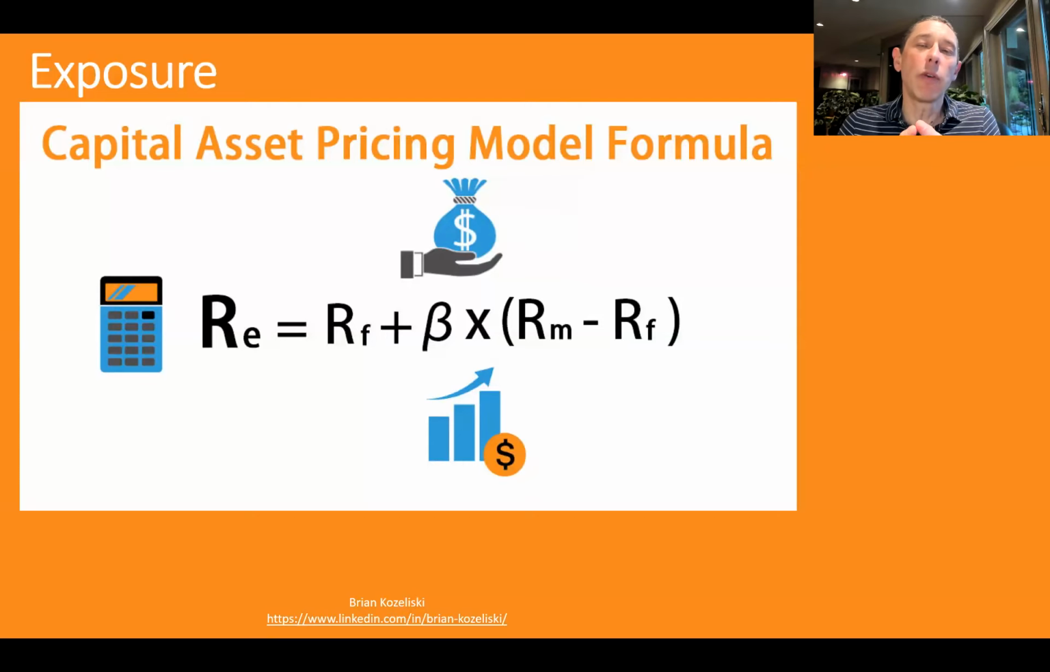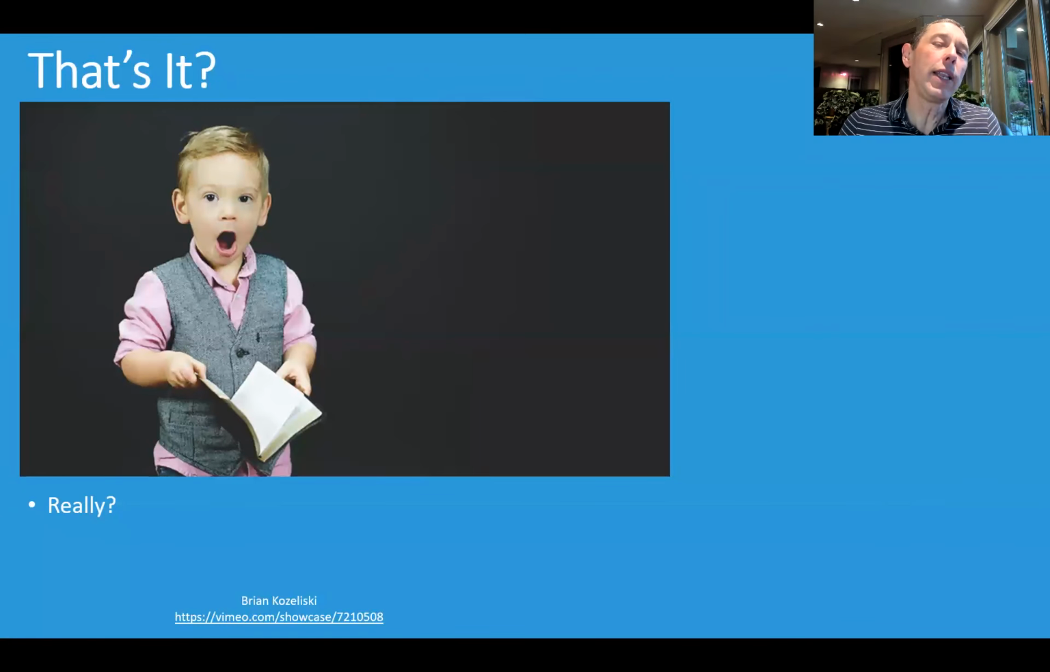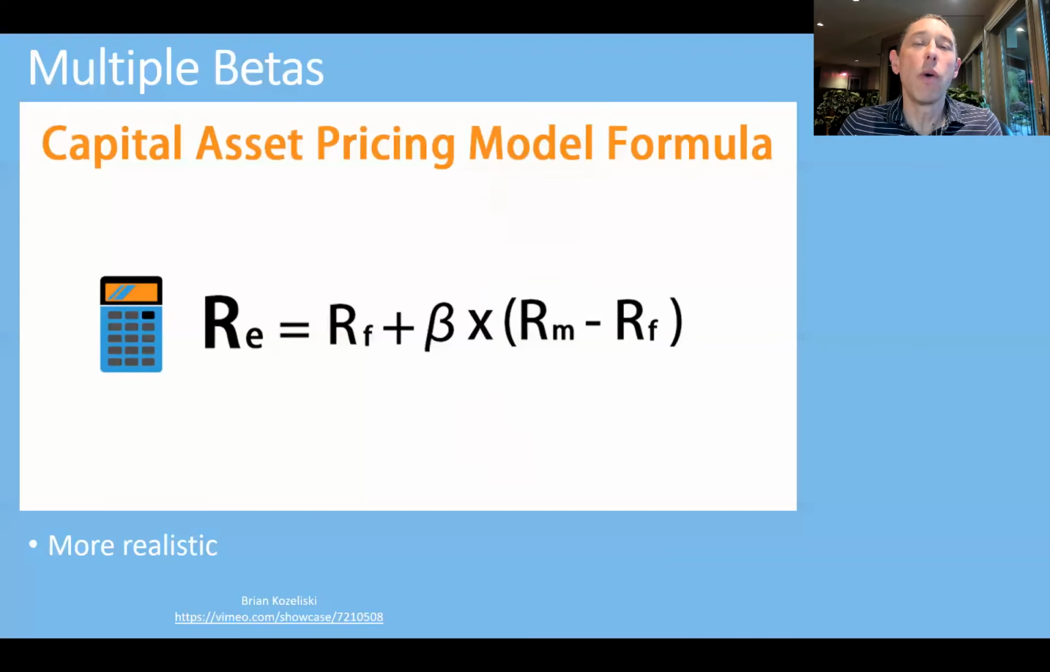Now, the important thing to remember here is that there's this beta, and that represents an exposure to the market. And that's kind of it. That's the only thing that matters. That is really it. But I don't think that's particularly realistic. I think you could think of a number of things that would impact asset prices. So what the arbitrage pricing theory does is it attempts to improve the CAPM.